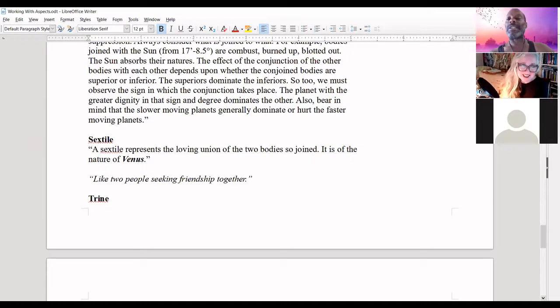The sextile represents the loving union. So there's a way that people seeking friendship would look at each other, right? There's that recognition of, you're somebody I really relate to. Oh, you are too. Oh my God, we need to hang out. Oh my God, yes, we do, right? That's the sextile connection.